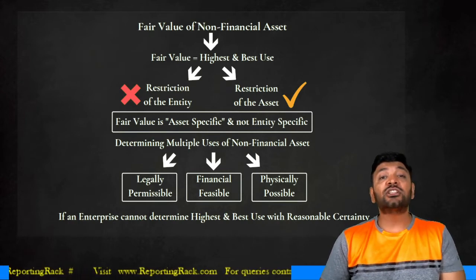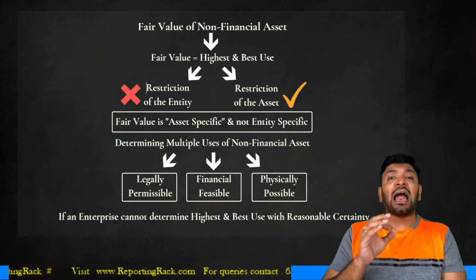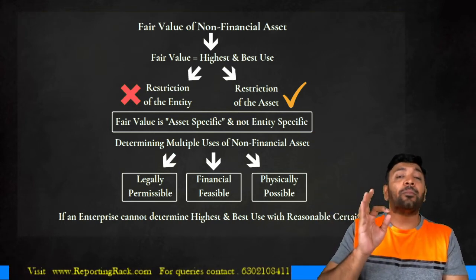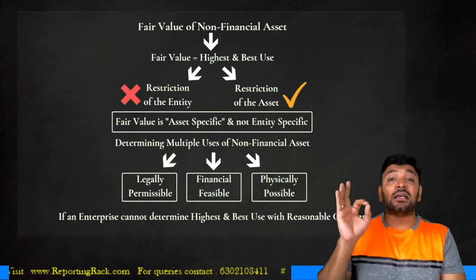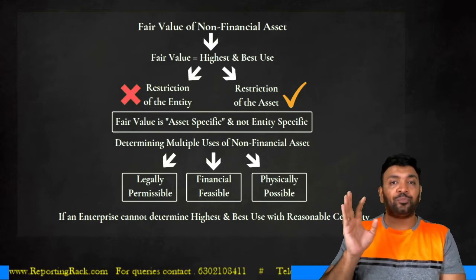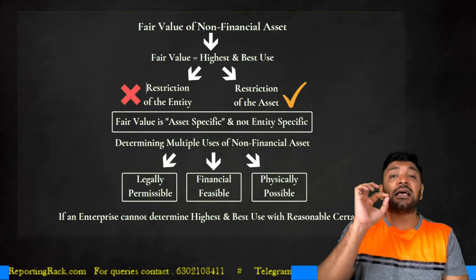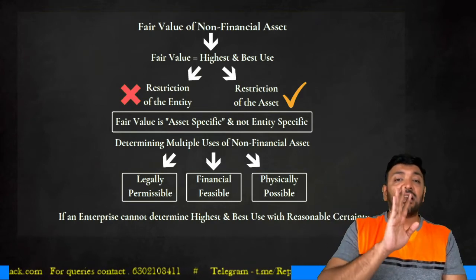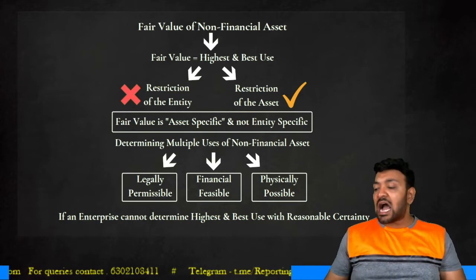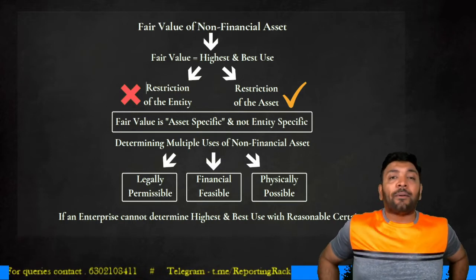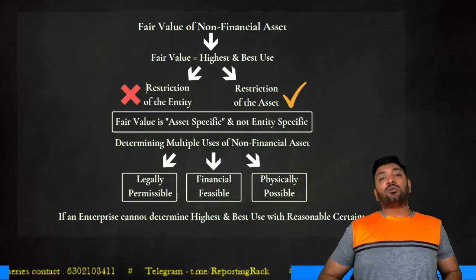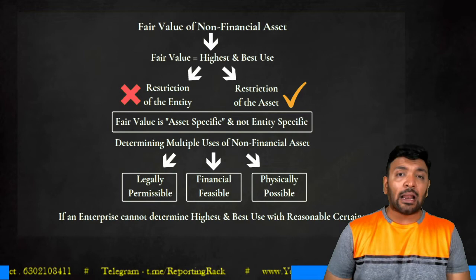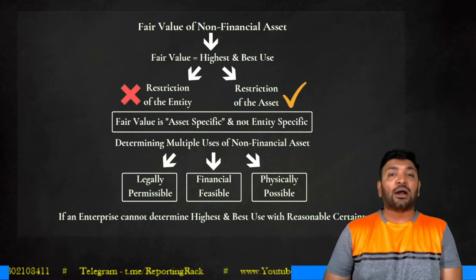What is highest and best use? If a particular land can be put up for multiple purposes, for each purpose I'll have to assess what is the cost and the benefit. If the cost benefit is highest in one such application, then that value should be considered as my fair value. I have a piece of land, I can use it for parking, I can lease out that land, I can construct a building on that and lease it out.